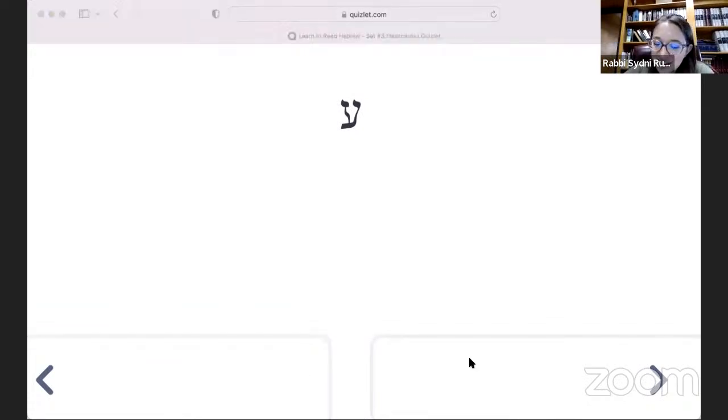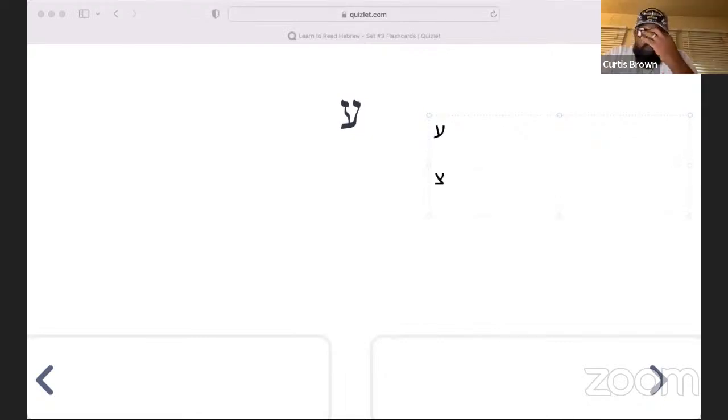So I know there are a lot of letters. The nice thing, maybe not nice, but I like to put a positive spin on things, Curtis, is that the letters that you're mixing up are all the ones that look similar to each other. Right. So we have an ayin. This is an ayin that I just typed. And this one's the tsadi. Okay.